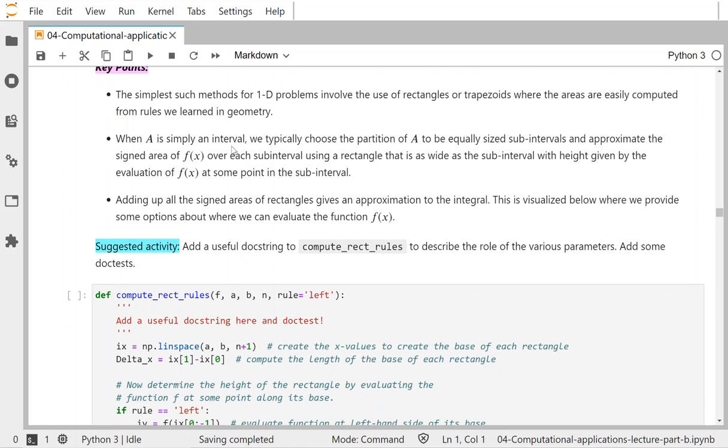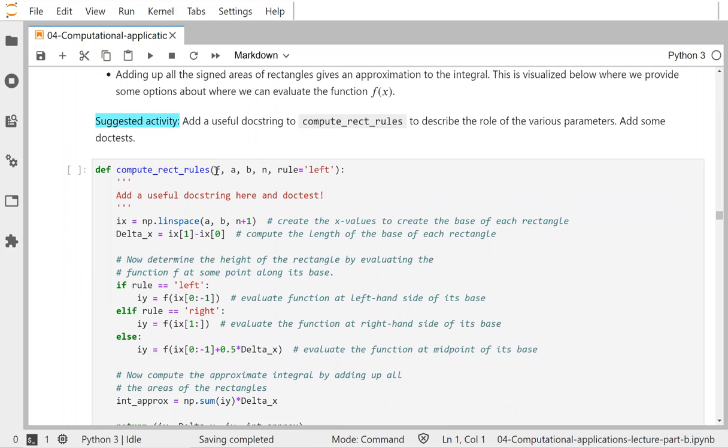When A is simply an interval, we typically choose the partition of A to be equally sized subintervals, and we approximate the signed area of f of x over each subinterval by simply using a rectangle that is as wide as the subinterval with height given by the evaluation of f of x at some point in the subinterval. Now, how you choose to evaluate f in that subinterval is often related to certain choices of rectangle rules. Adding up all of the signed areas then ultimately gives us our approximation to the integral.